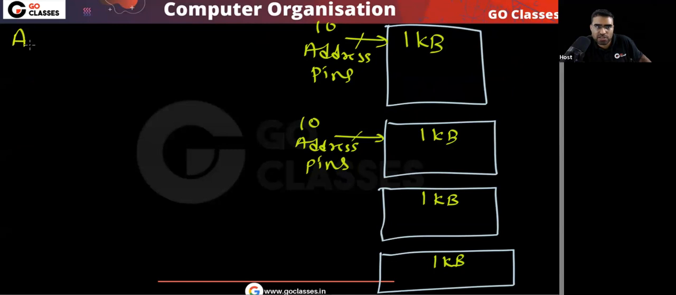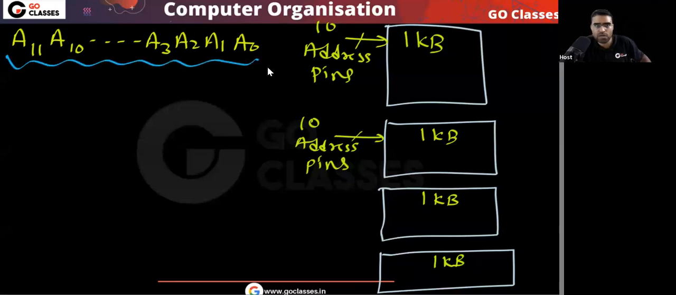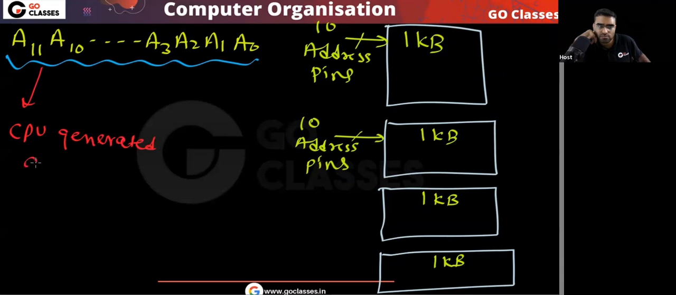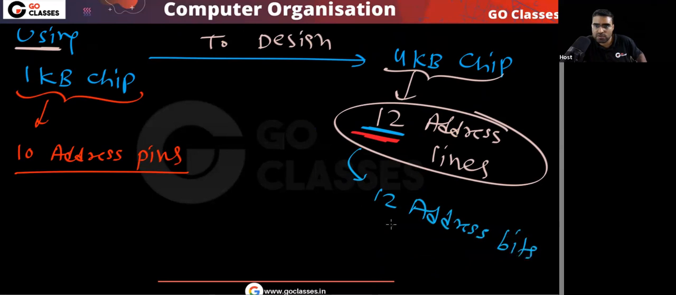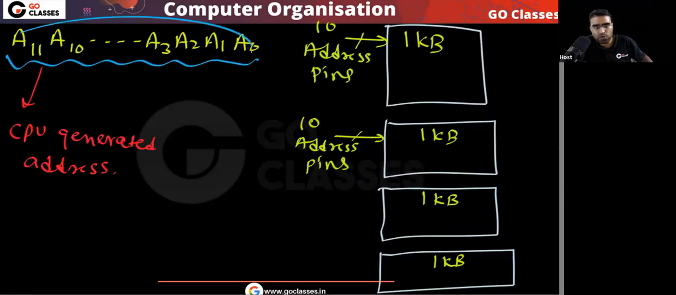Remember, the CPU is going to generate this type of address. This address will be generated by the CPU. Is this clear? Please tell me. This is the CPU generated address, because this is what we want to implement. We want a 4 KB memory, which means we need 12 address bits. So the CPU will generate 12 bits of address.